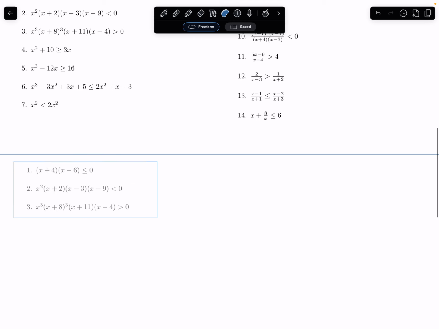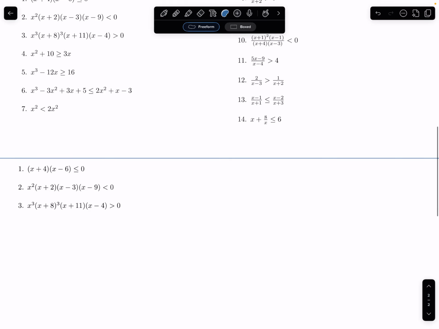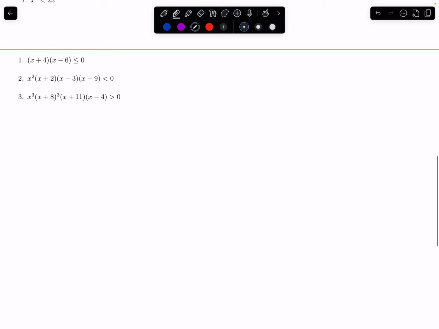Let's work on them. Okay, the directions say to do it with the test point method and graphical method. We'll see how things go. I'm not sure we'll do every one both ways, but we'll at least see both methods at some point. Okay, number one is the easy one. So let's start with both methods for this one. That'll be pretty fast.